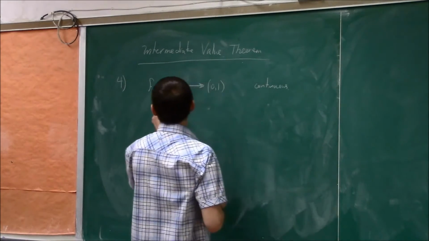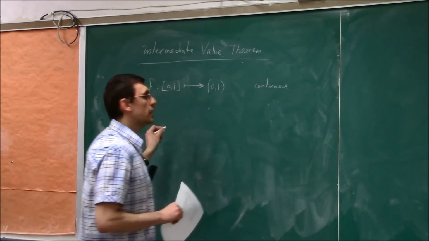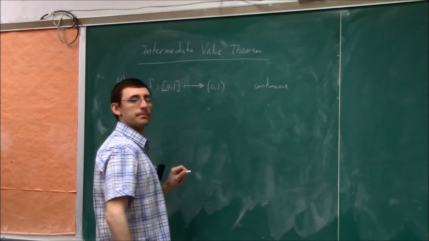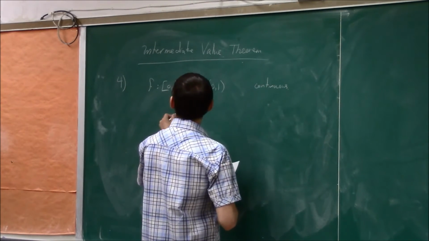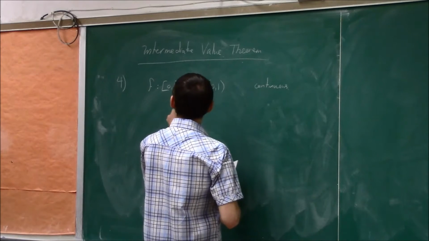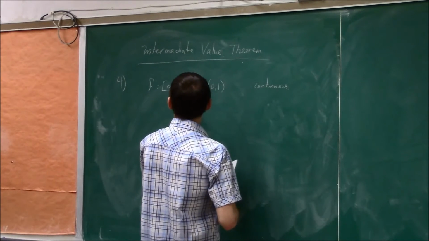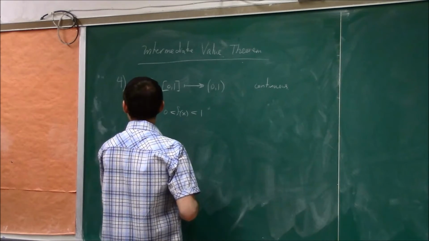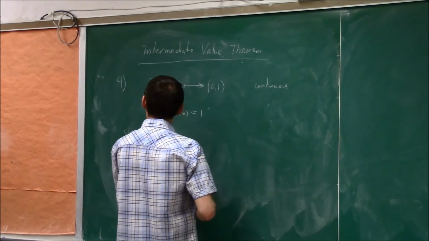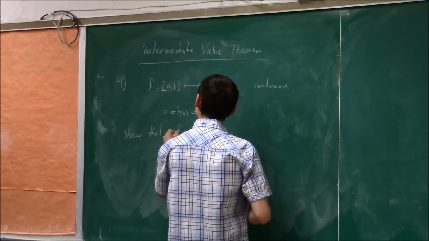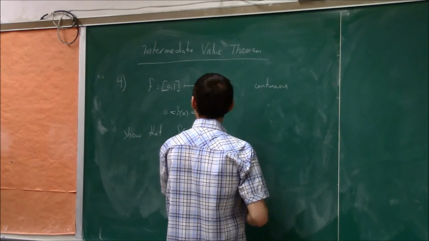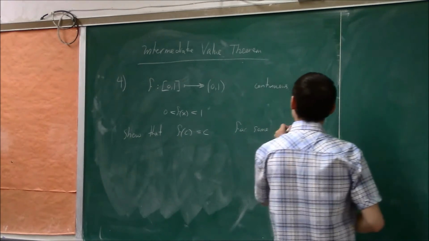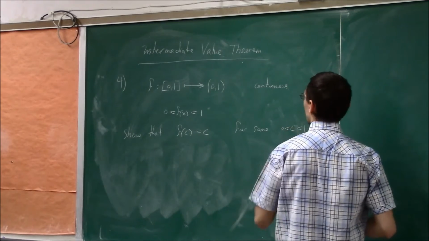So what does this mean? It means that this function takes input between 0 and 1, and outputs are bigger than 0, smaller than 1. So we have f of x is always less than 1, always bigger than 0. Show that f of c is equal to c for some c between 0 and 1.